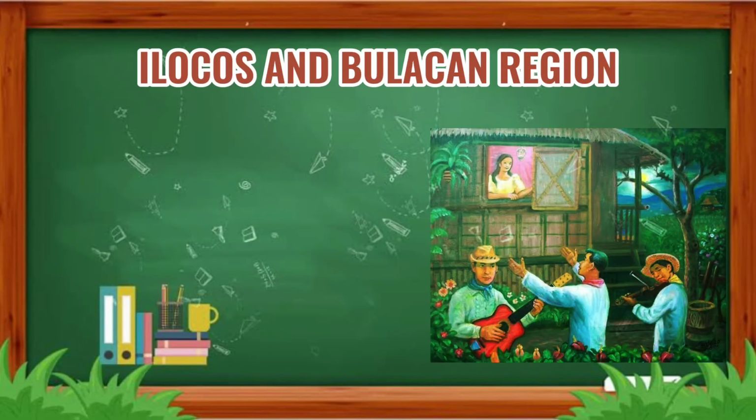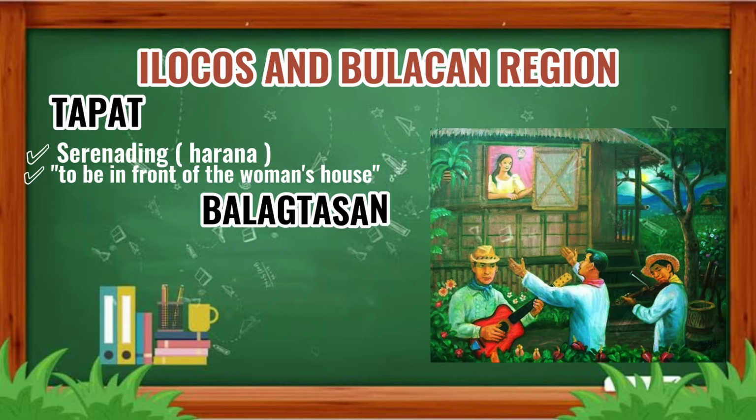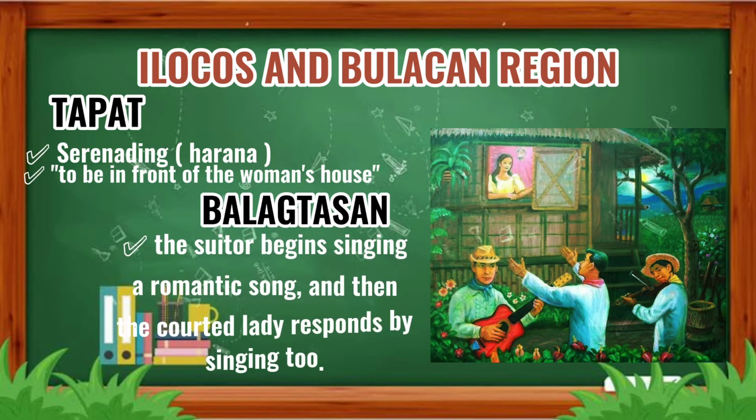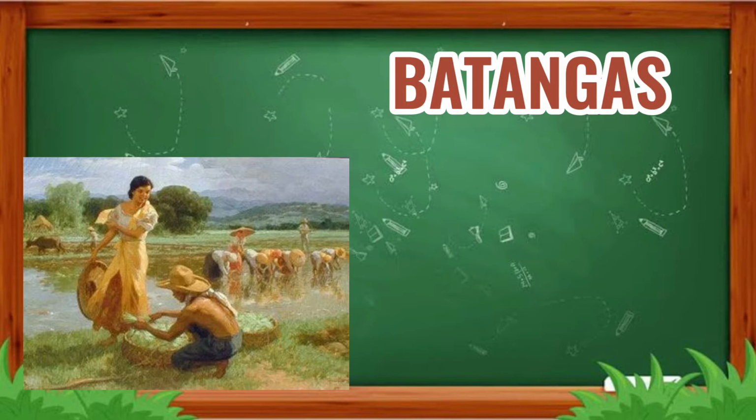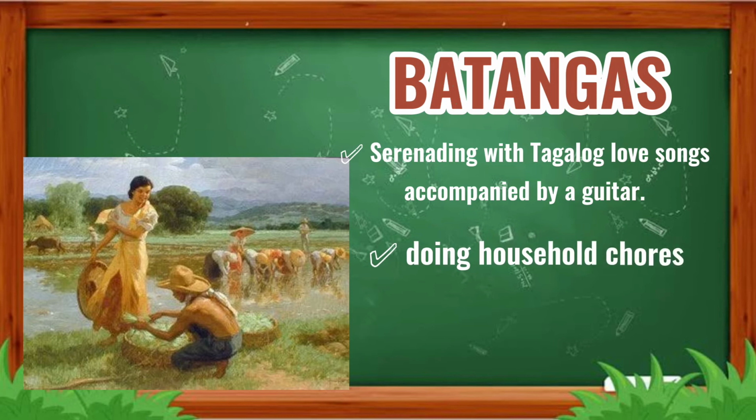In Ilocos and Bulacan regions, serenading is known as tapat, or to be in front of the woman's house, similar to the harana and also to the balagtasan of the Tagalogs. The suitor begins singing a romantic song, then the courted lady responds by singing too. In Batangas, serenading with Tagalog love songs is accompanied by a guitar. Men serve the family and relatives of the woman being courted by doing household chores.